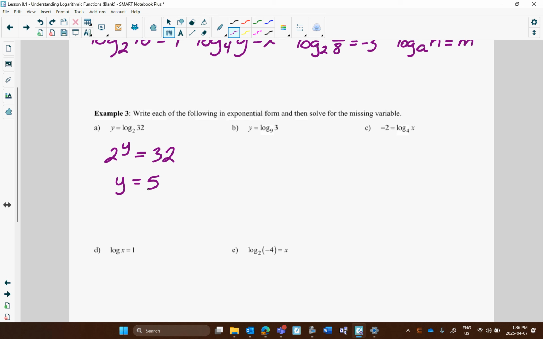Change this to exponent. Well, I get 9 to the y equals 3. Ooh. That's a weird one. Can you think of a relationship between 9 and 3 to get from 9 to 3? Square root. Do you remember what square root is as an exponent? 1/2. Good.